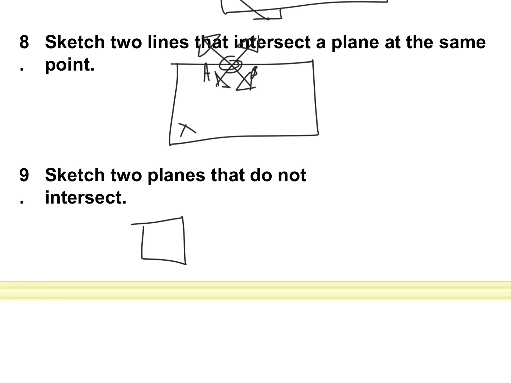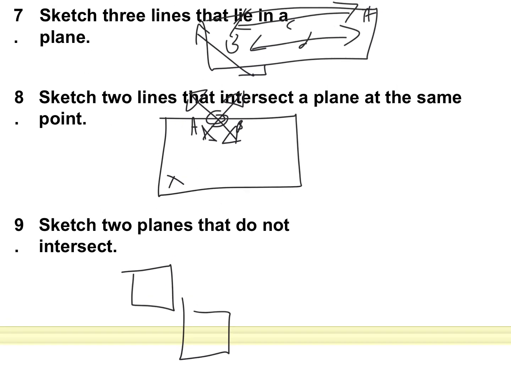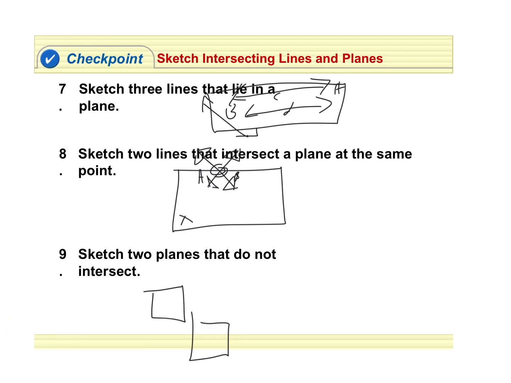Talk about what you're doing when you do it. So here's one plane, and then here's the other one. Good. Two planes that do not intersect each other. Nice job. Okay. Any questions over anything we went over today? All right.